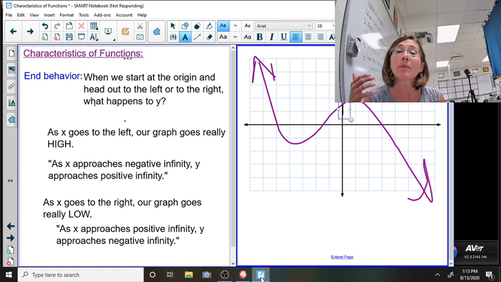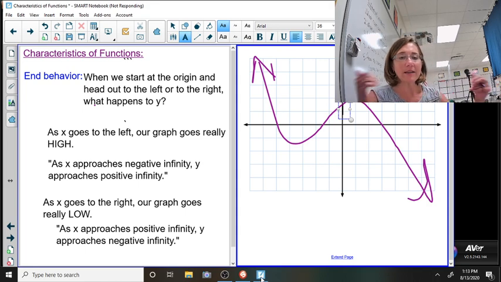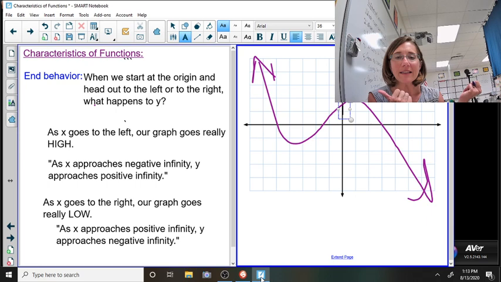We want it a little bit more formal. So we would say as x approaches positive infinity. So x's go left and right. If we are going to the right, then that would be positive infinity. And our y's are going down. So we would say y approaches negative infinity.